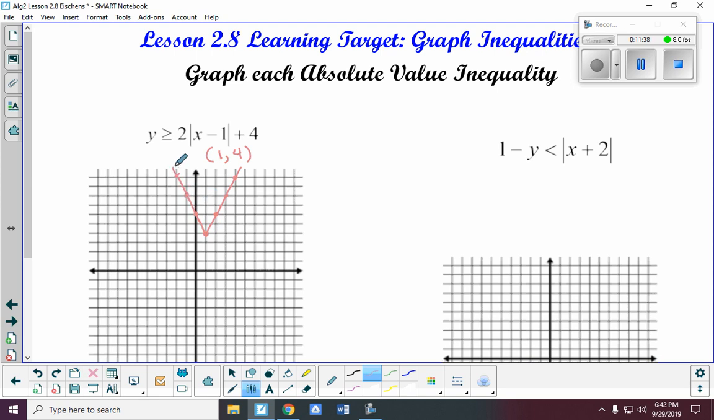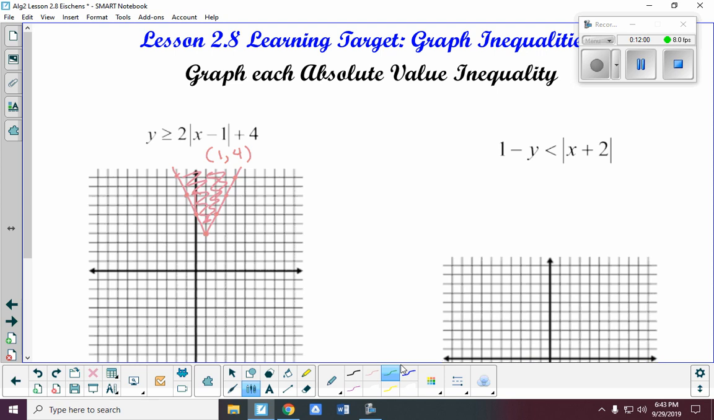So graph the function, and now go back to my little strategy. We have the y solved for, so put your pen on the y-intercept, and y is greater than, so it's going to be everything basically inside of the V. If y was less than, we would shade all of this out around it.